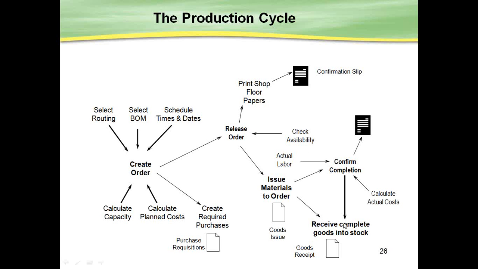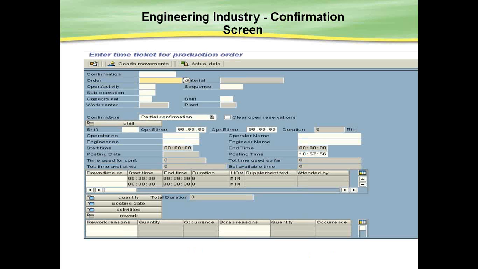And finally, the receiving of the complete goods into stock. And on the basis of the confirmation, system will calculate my actual cost. So the difference between my planned cost and actual cost is my profit or loss, which is covered under the product costing part. This is one screen of production order confirmation.